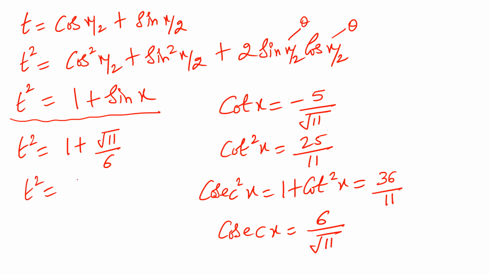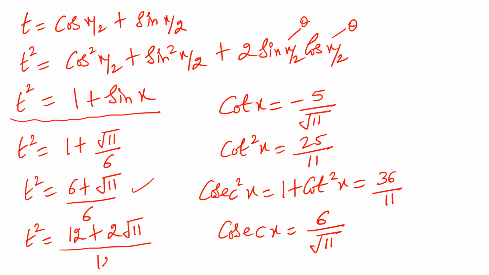So from here, now we have got the value of t square. Fine. In order to get the value of t, what I am doing, I am multiplying up and down of this expression by 2. So t square becomes equal to 12 plus 2 into square root of 11 divided by 12. Right? Because we have to also get the answer in the form of the given options.